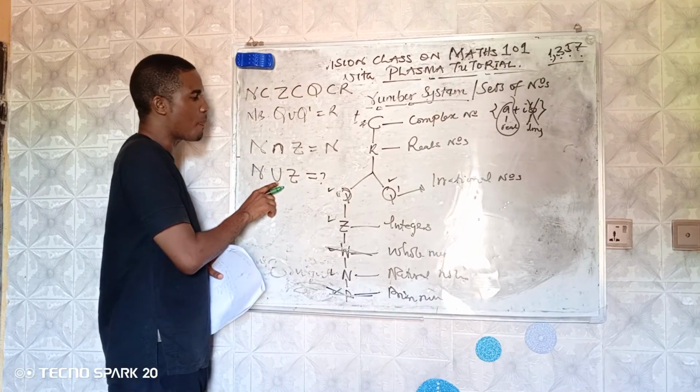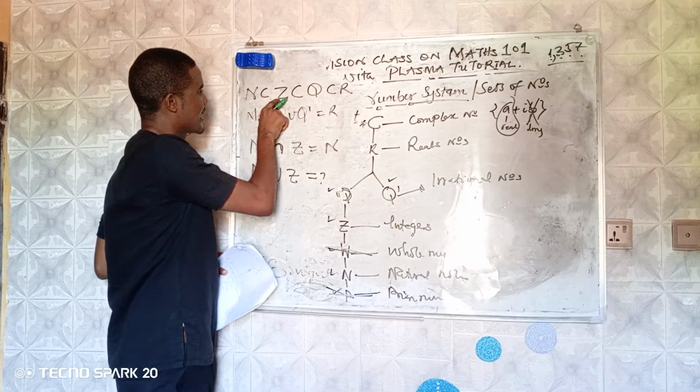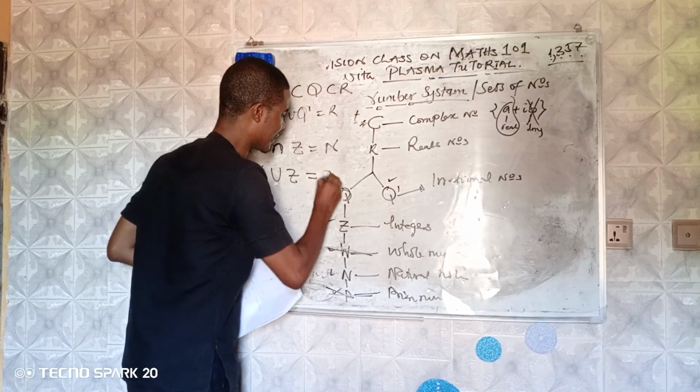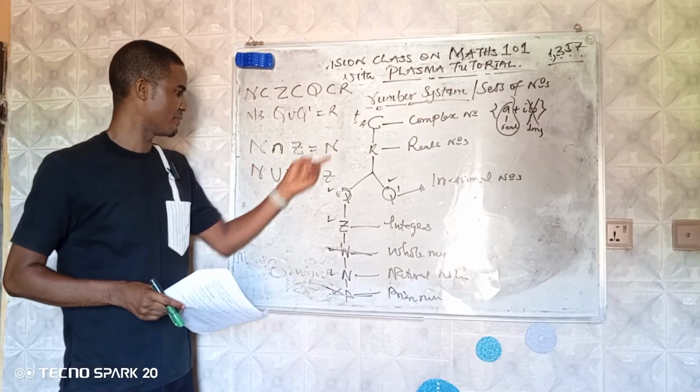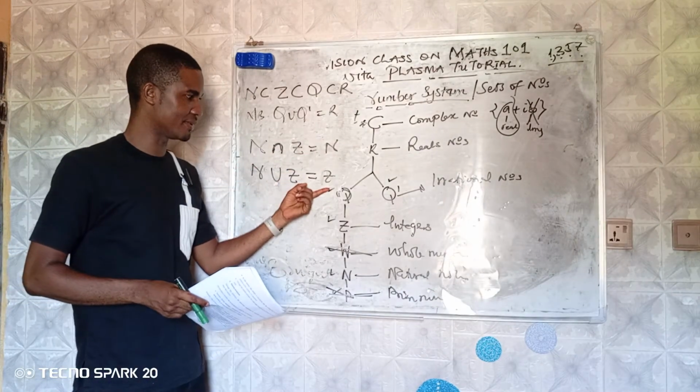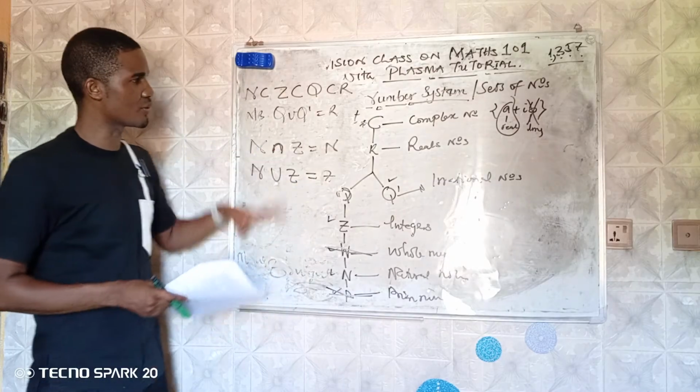Now, N union Z. If it is union, the upper one will win. That is the bigger one. Z is bigger. So the final answer here is Z. So please use that method. So N intersect Z is N, while N union Z is Z. Use that method to always know that.